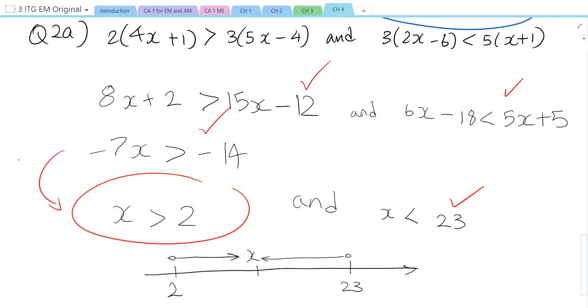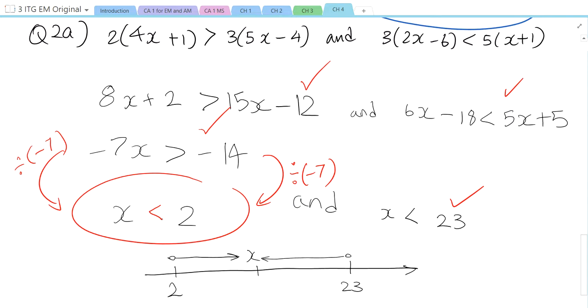Divide by -7 on both sides. Do you know why your friends are saying it is not correct? You didn't switch the sign. Do you need to switch the sign? Do you need to? Yes, right? When you're dividing by negative or multiplying by negative, you need to switch the sign.